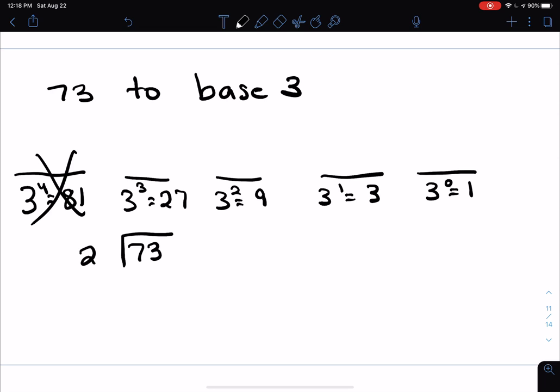Also, if you ever start dividing and you find that you're going to end up putting a digit in the blanks that's the same or bigger than your base, then you know you didn't go high enough. Like if you divide and you get a 4 and you're trying to convert to base 3, 4 doesn't exist in base 3. You should be getting a 0, 1, or 2. So if you get a 4, you know you didn't go high enough in your place values. All right, so let's try 2.